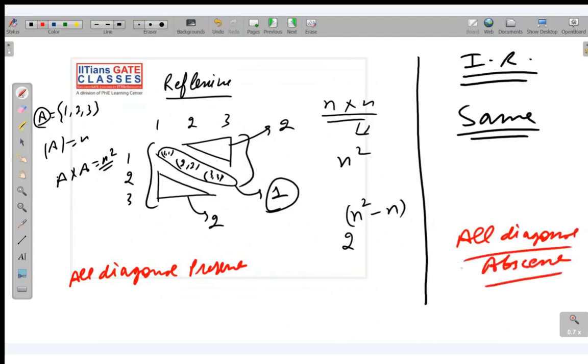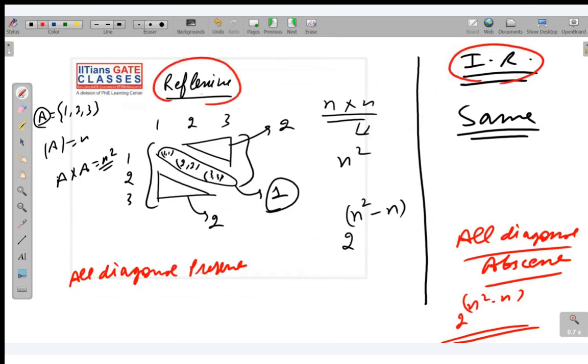So obviously same answer, 2 power n square minus n. Is it okay? Here we are counting how many irreflexive relations. In case of reflexive relations, in total 2 power n square minus n are possible. How many reflexive are possible? 2 power n square minus n.